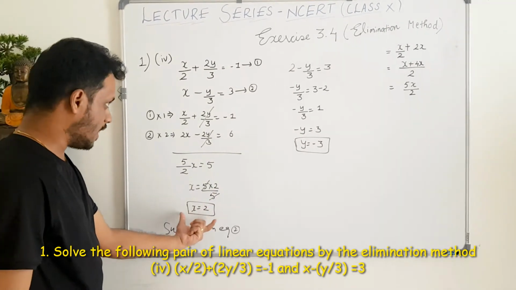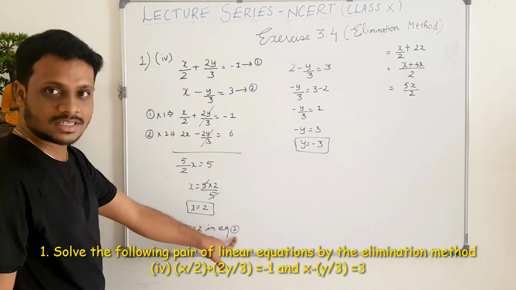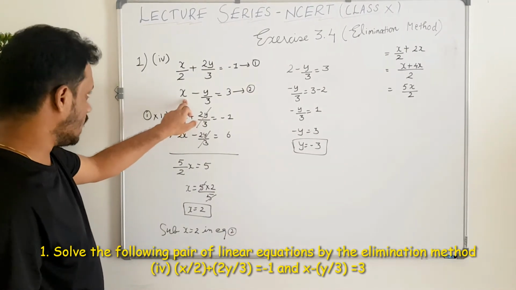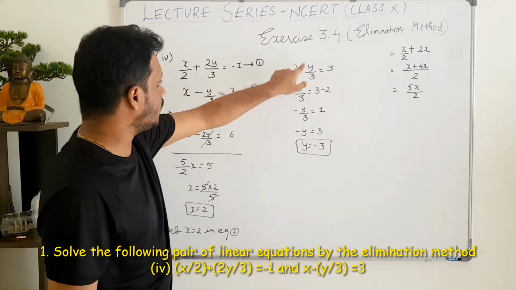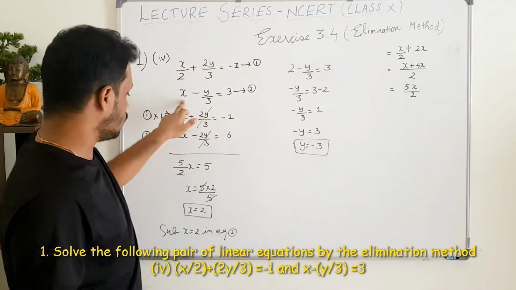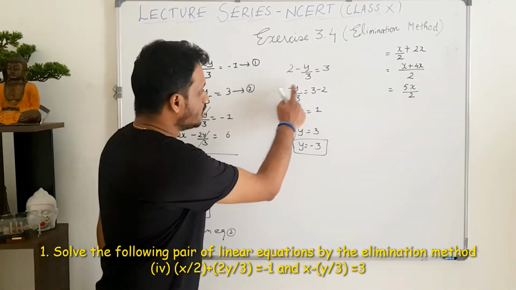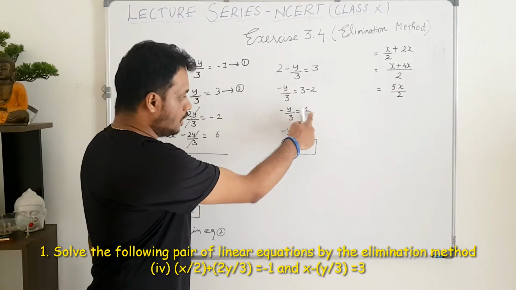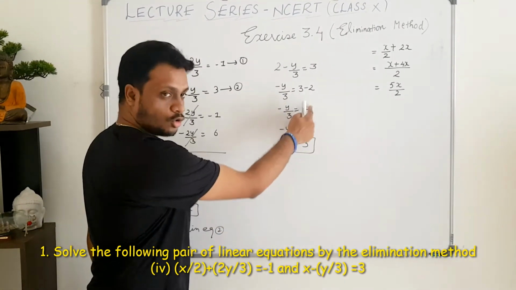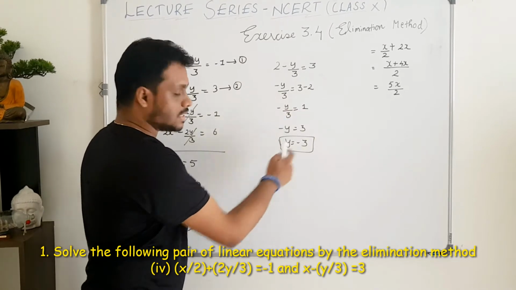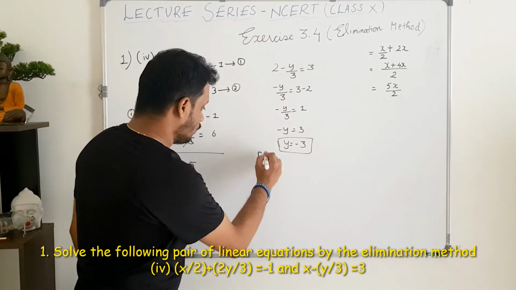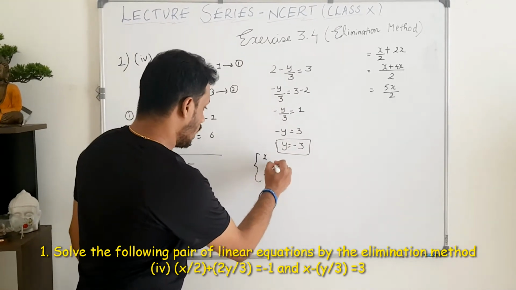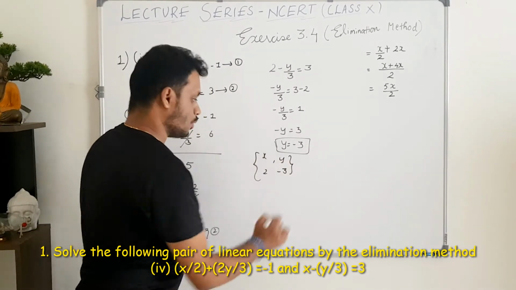So once I obtain my x value, I substitute x equal to 2 in the second equation. And I go to the second equation, I have 2 minus y by 3 equal to 3 because I have substituted 2 in place of x. I'll have minus y by 3 is equal to 3 minus 2. So minus y by 3 would be 1. So minus y would be 3 because I have to cross multiply. So my y becomes negative 3. So the value that I obtained for x is 2 and my y is minus 3 in this problem.